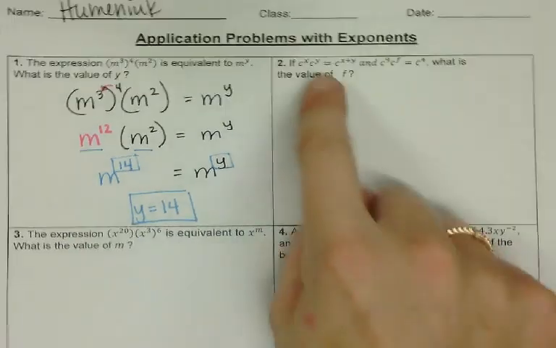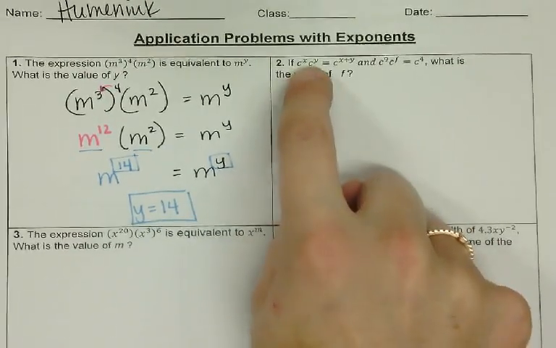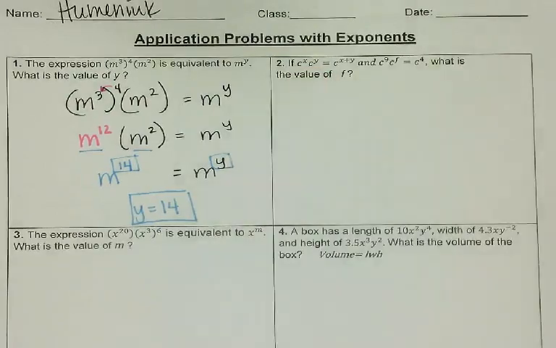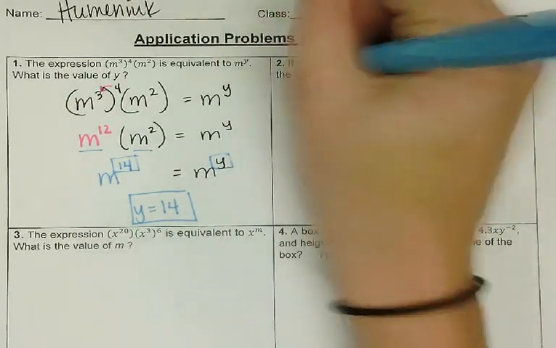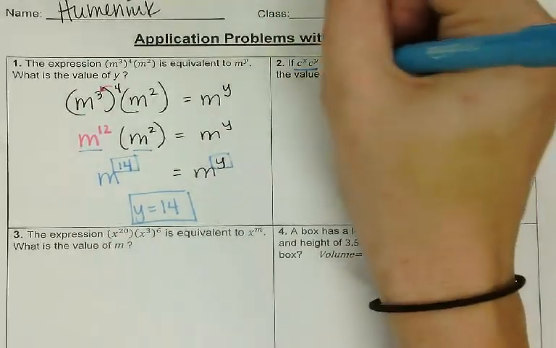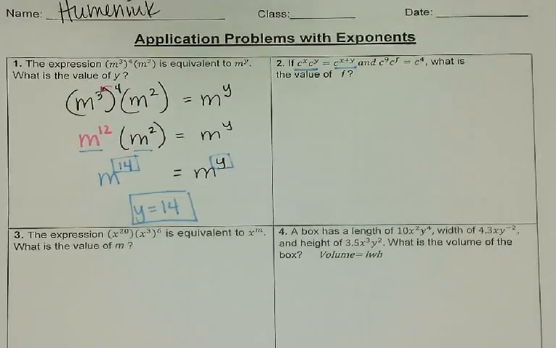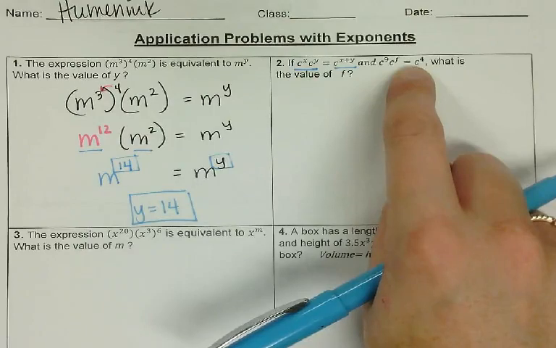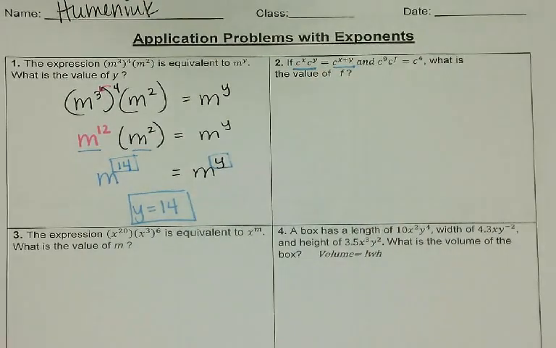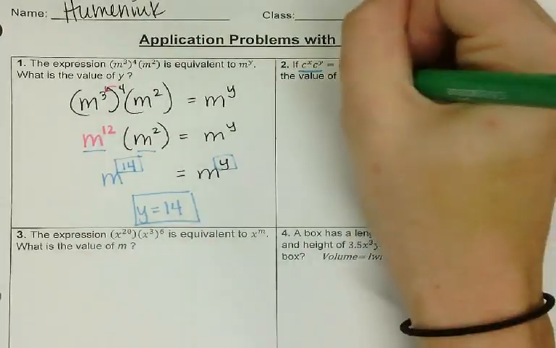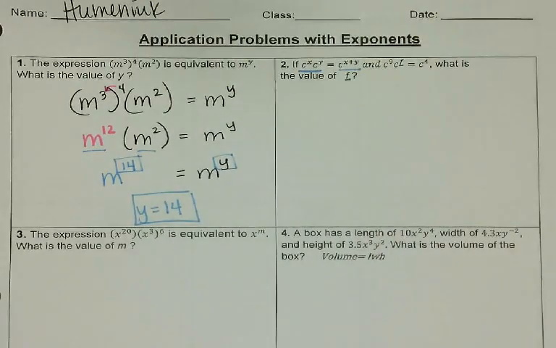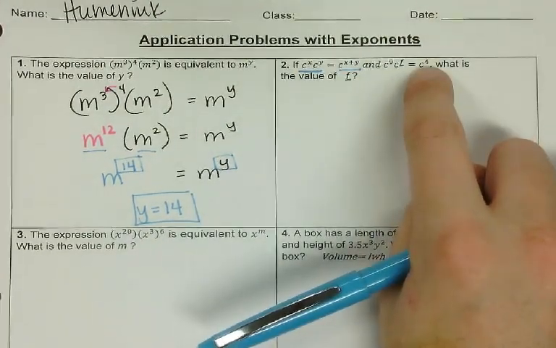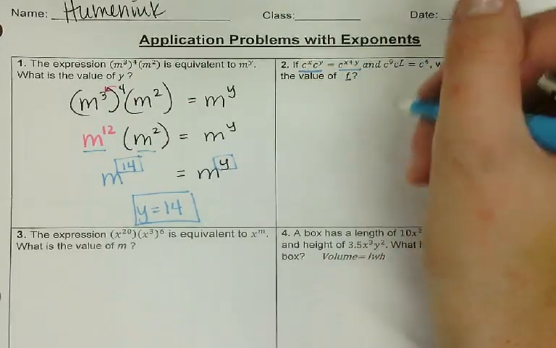So guys, number 2 is very similar. This right here just gives us our product rule, right? If c^x times c^y is equal to c^(x+y), and c^9 times c^f equals c^4, what is the value of f? Basically it wants to know what the value of that exponent needs to be in order for that to be equal to c^4.